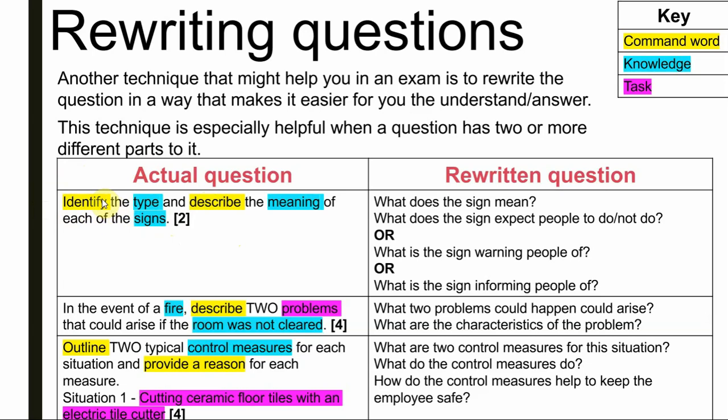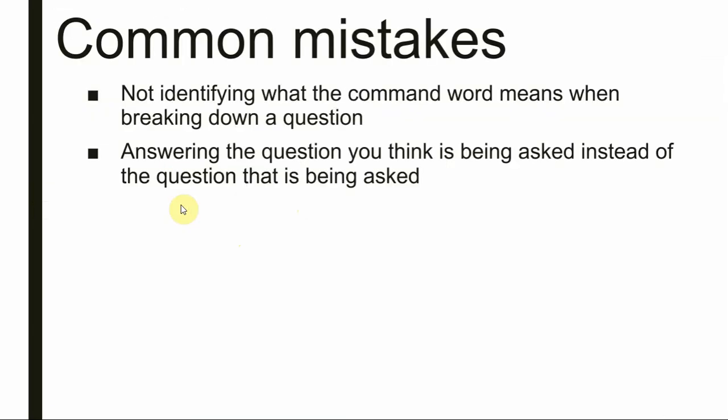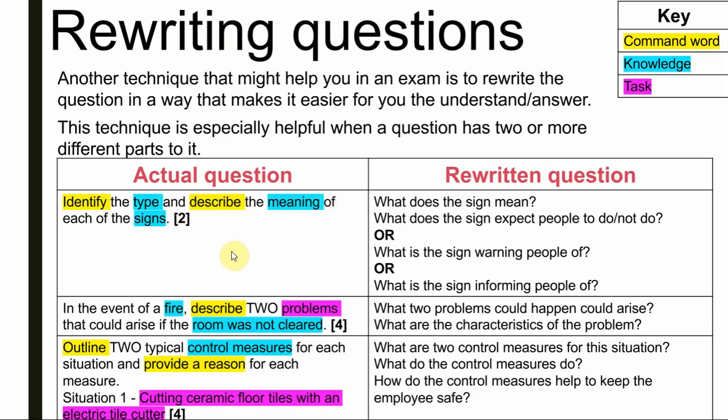So we know that identify means what. Okay, so you're giving me a type, and then you're going to describe the meaning. So tell me, identify what the sign is, and then describe what it means. So if you have a look over here, if we were to rewrite that as a series of questions, so you could definitely make sure you were doing it, you'd have what does the sign mean? So that's identify the type. What does the sign mean?